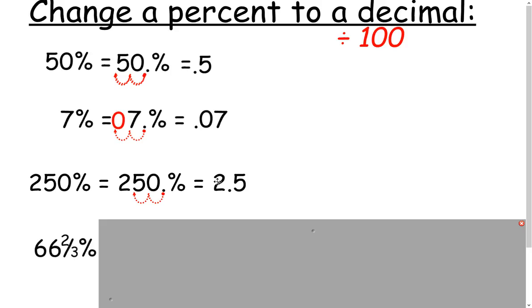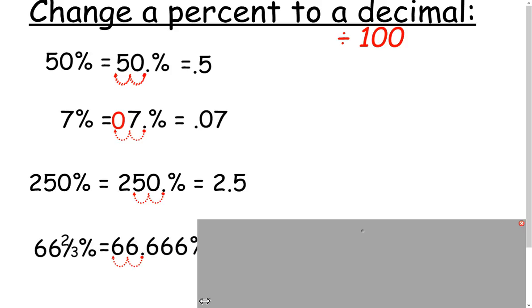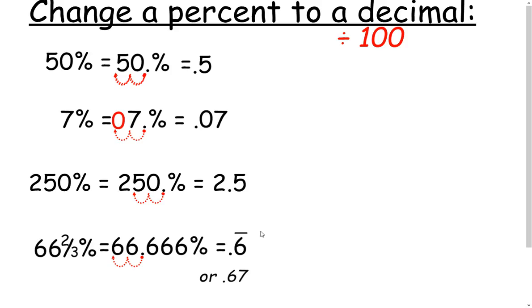Remember, 100% is the same as saying 1 whole. So 250% is giving us 2.5 whole. Lastly, we have 66 2/3%. We're going to write 66 2/3 as a decimal, 66.6 repeating, and then we'll move that over 2, and we end up getting 0.6 repeating, or 0.67 as our decimal.